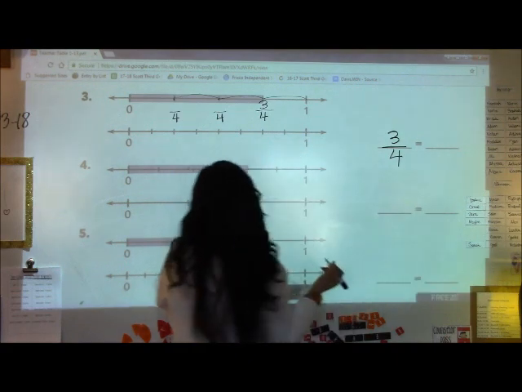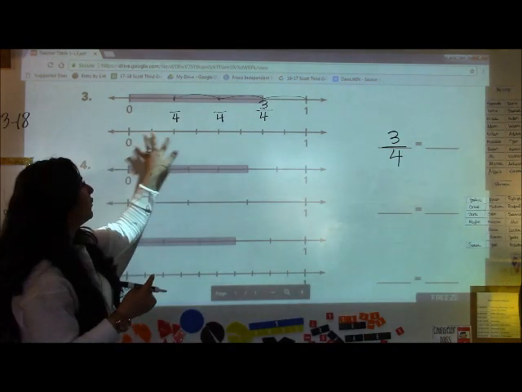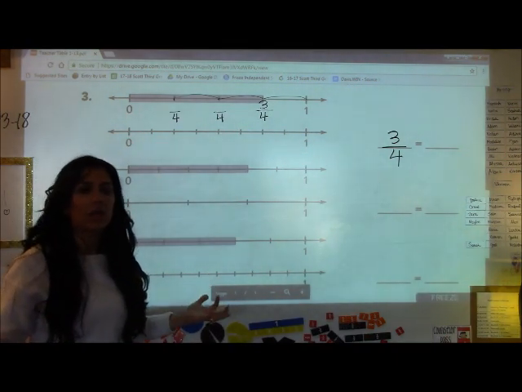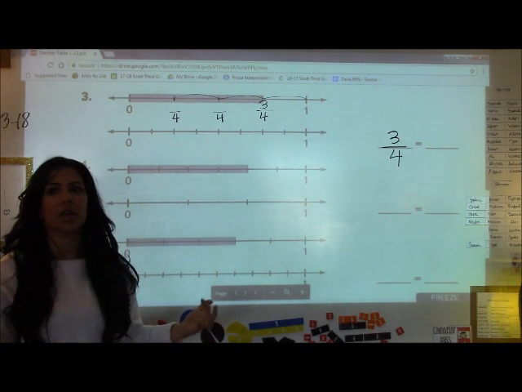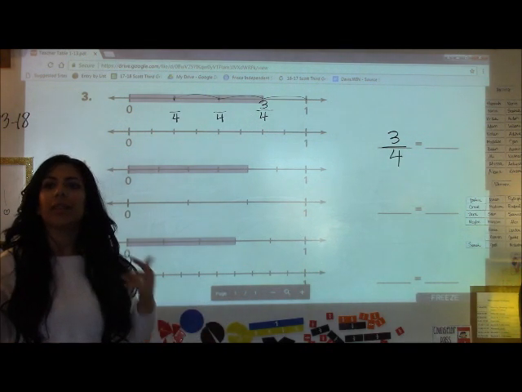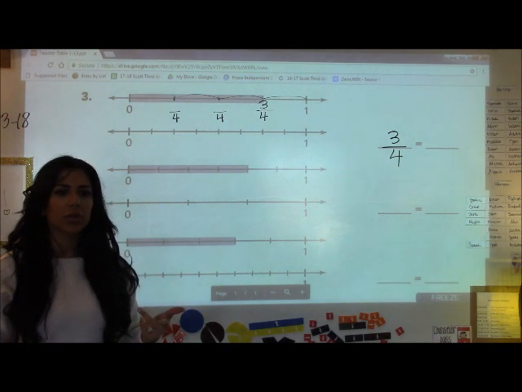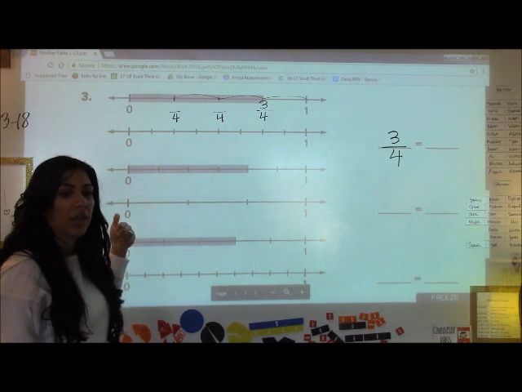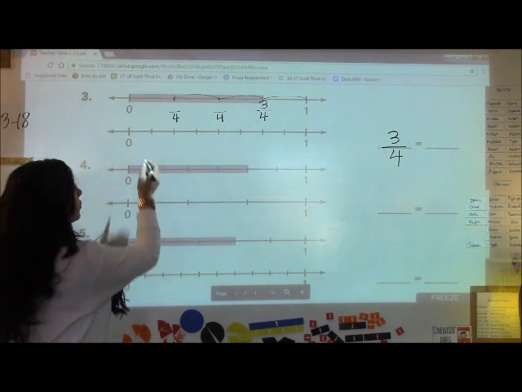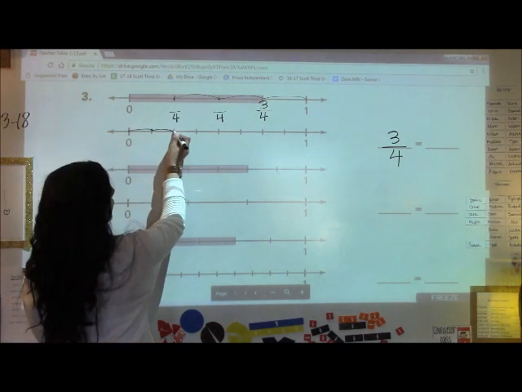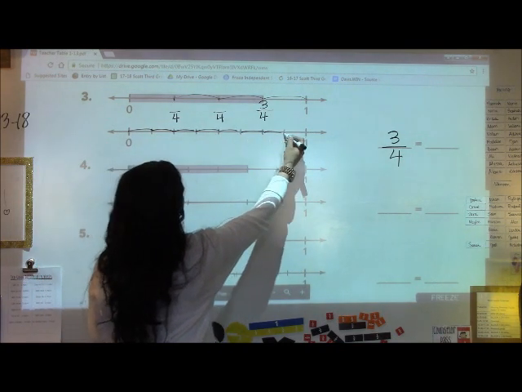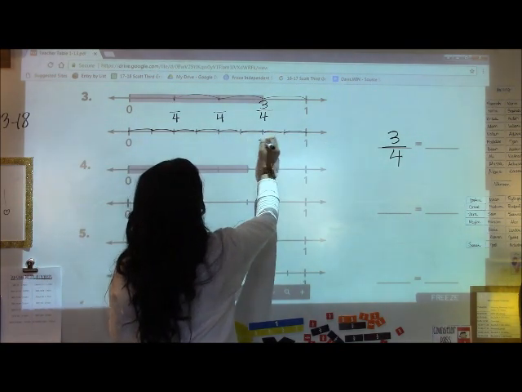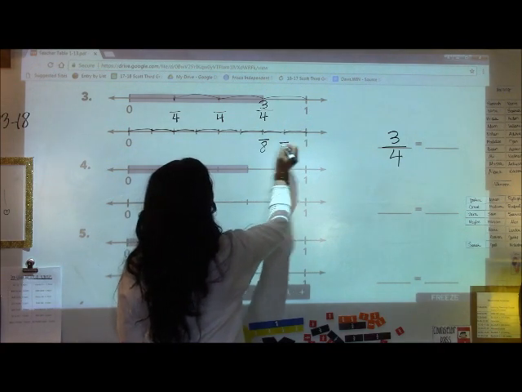Okay, so let's go ahead and write 3/4. Now they gave me different spaces, so what changed about my fractions already, Ashton? The denominator. The denominator is changing. Who can tell me what my denominator is now on this number line? Sophia. 1, 2, 3, 4, 5, 6, 7, 8. Great, so I'm talking about 8s.